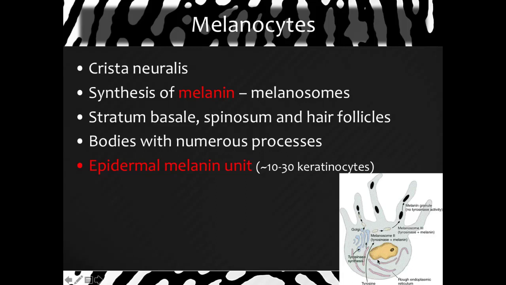Each melanocyte ensures the transport of melanin into 10 to 30 keratinocytes. So each melanocyte supplies 10 to 30 keratinocytes in its neighborhood with melanin. And this unit is called the epidermal melanin unit. So the epidermal melanin unit is composed of one melanocyte and the group of keratinocytes in its neighborhood.